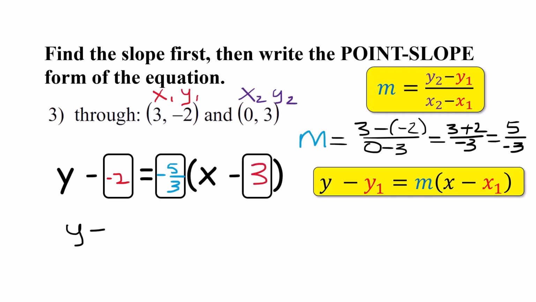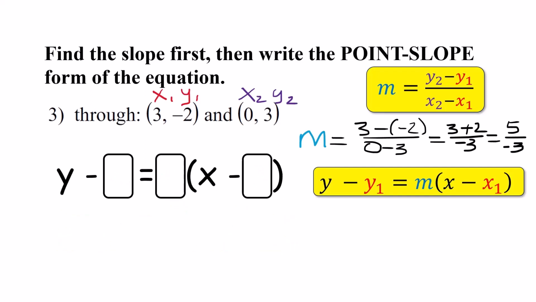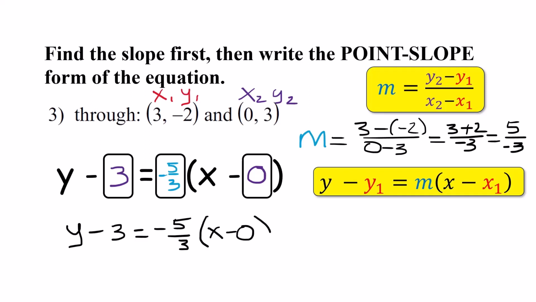All right, we've got to simplify, make a sign change there. So we end up with y plus 2 equals -5/3 times x minus 3. The answer is still in point slope form, and that's all we had to do. What would happen if we used the 0, 3 point? 3 would go in for the y. The slope is still -5/3, and the x is 0. I personally like choosing points that have zeros in them because it makes the work a little bit easier. Here's the final answer, and we didn't have any sign changes or anything with that one.